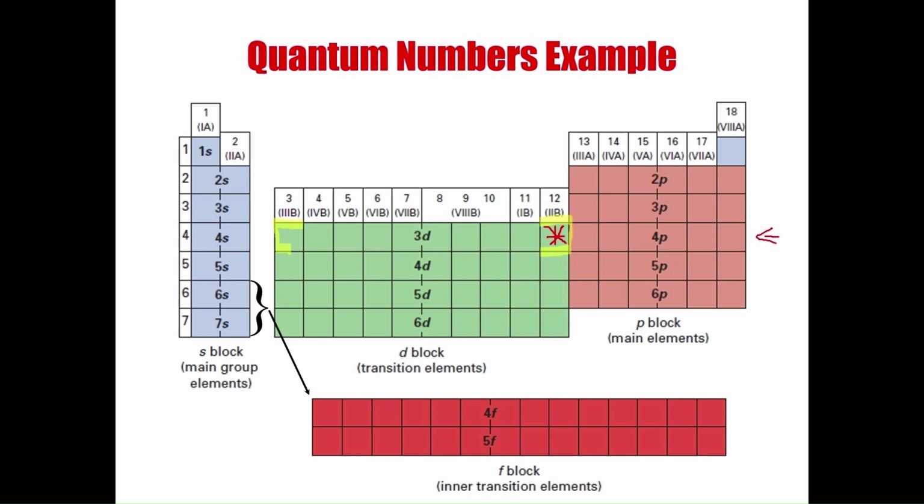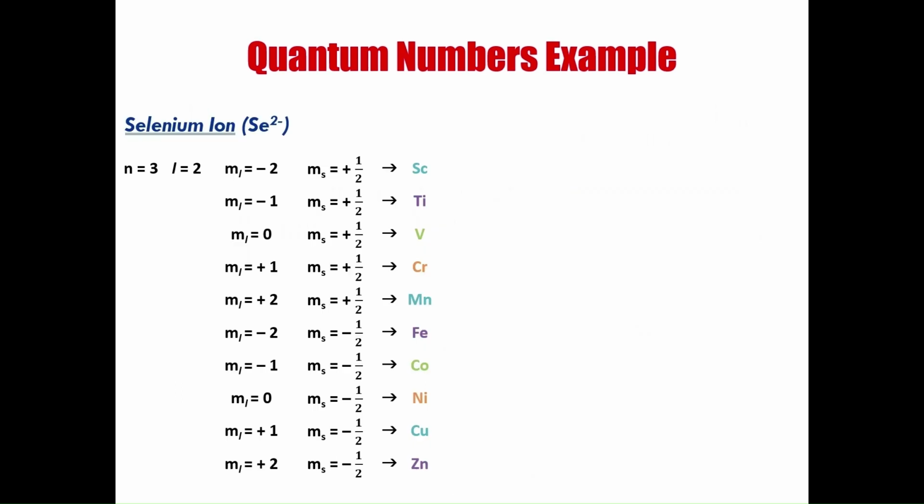And so we now have to jump again. We jump from the third energy level back to the fourth energy level. And so we've done this now twice. We've jumped from the 3p to the 4s, and then from the 4s to the 3d, and now we're going to jump back to the 4p. Here we have the completed d orbitals for the third energy level. Now I'm going to jump back to the fourth energy level to complete the p orbitals.